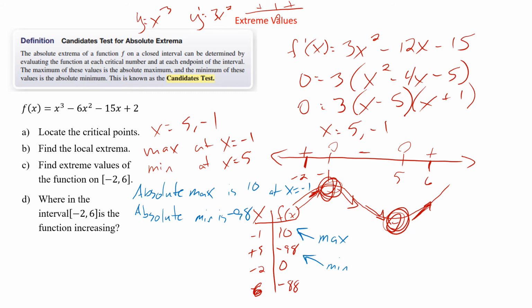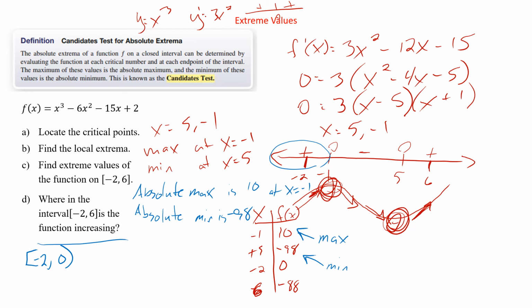Now, it asks, where is it increasing? It's increasing when the slope is positive. So it's positive here until we get to 0. So it's increasing from negative 2 to 0. So we have the square bracket on the negative 2 because it has a positive slope at negative 2. We have a parenthesis at 0 because it's neither increasing nor decreasing, negative 1.